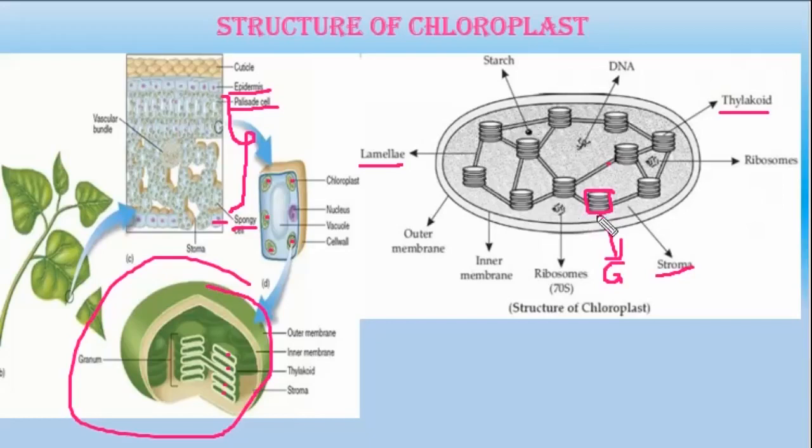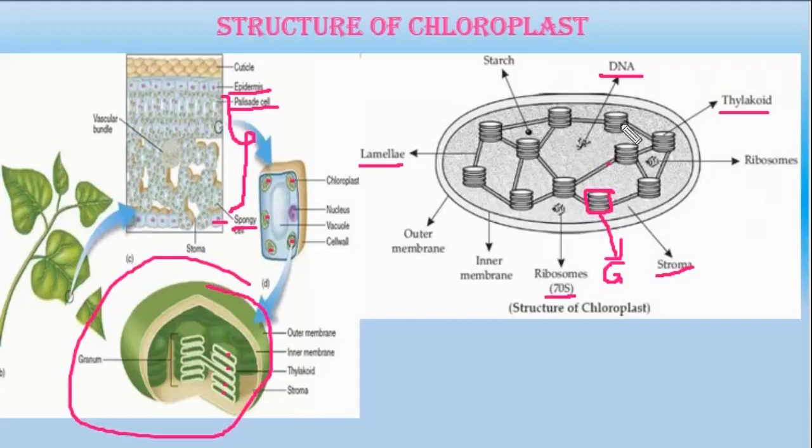Then the stroma consists of small circular double-stranded DNA. Hence this organelle is also a semi-autonomous cell organelle. Ribosomes are present, and these ribosomes are of 70S type. In addition, here we can find starch granules, because starch synthesis takes place during the dark reaction of photosynthesis, and the starch is stored in the form of granules.